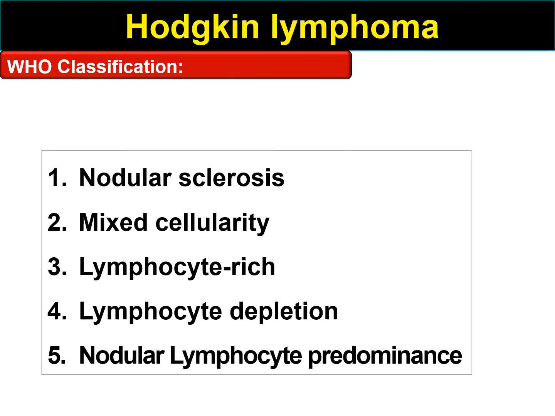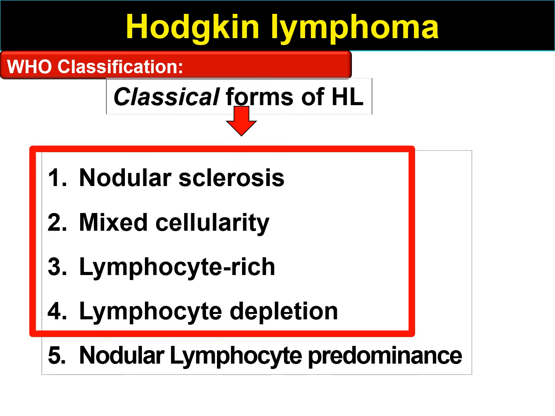The current WHO classification of this Hodgkin lymphoma divides the Hodgkin lymphoma into five categories, that are nodular sclerosis, mixed cellularity, lymphocyte rich, lymphocyte depletion, and the fifth one is nodular lymphocyte predominance. The first four come under the classical form of Hodgkin lymphoma, while the fifth one, the nodular lymphocyte predominance, is the non-classical one.